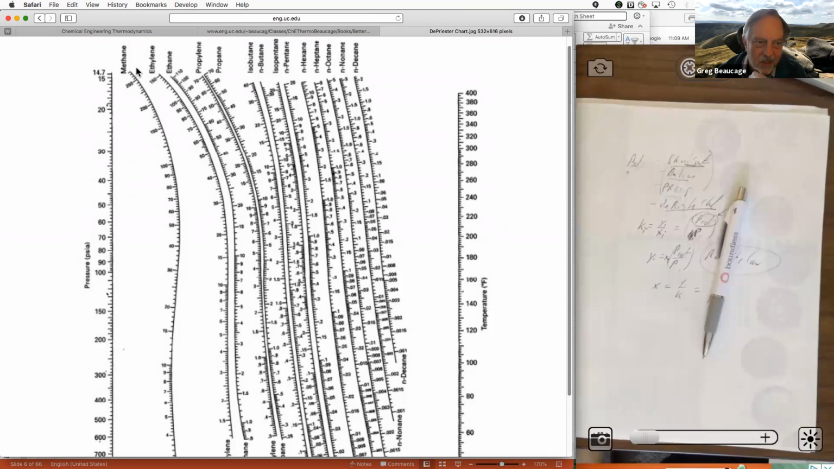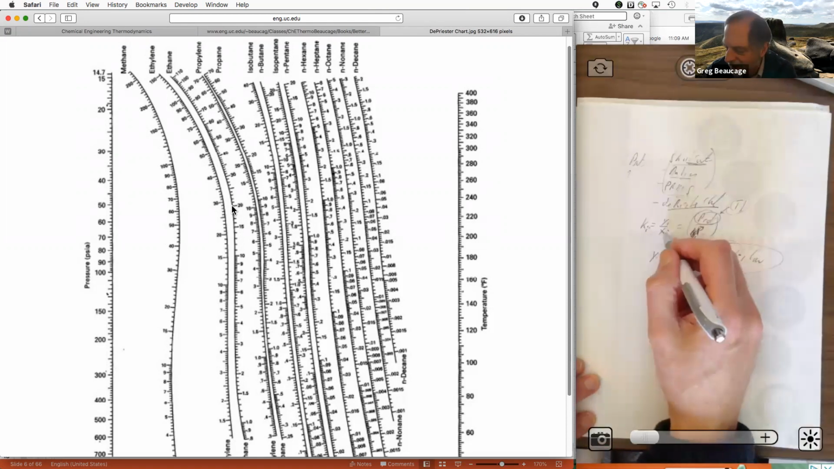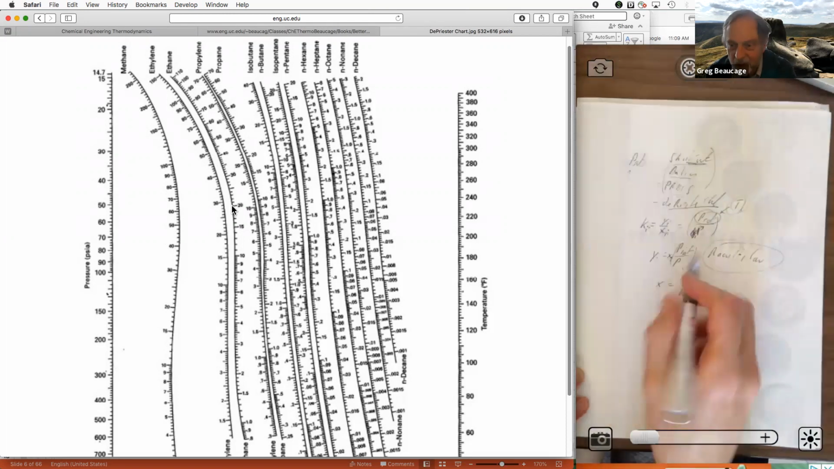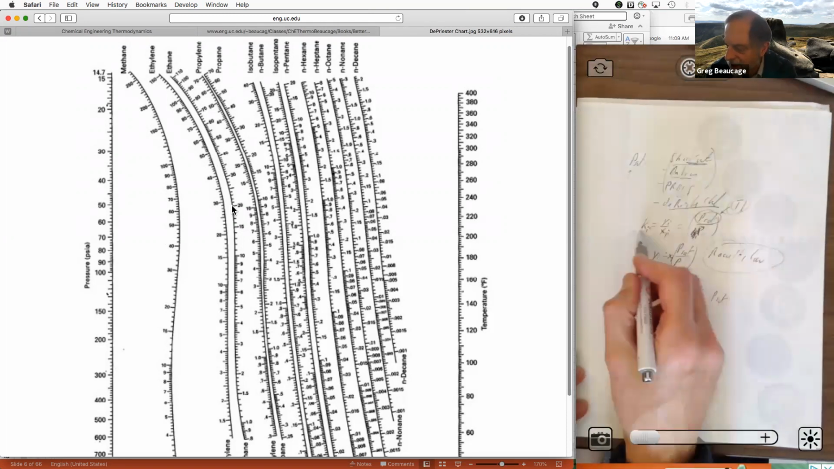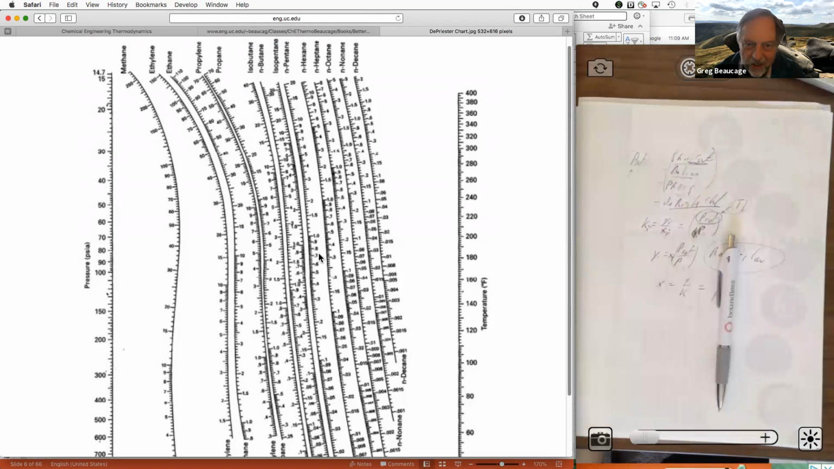Then pick your material, like ethylene, and that would have a K ratio of 30, meaning Y_i by X_i is 30. Ethylene is like a gas. It's only going to have a small amount of liquid in equilibrium at that pressure and 200 Fahrenheit. From this you could also get the saturation pressure, but basically it gives you directly the K ratio.